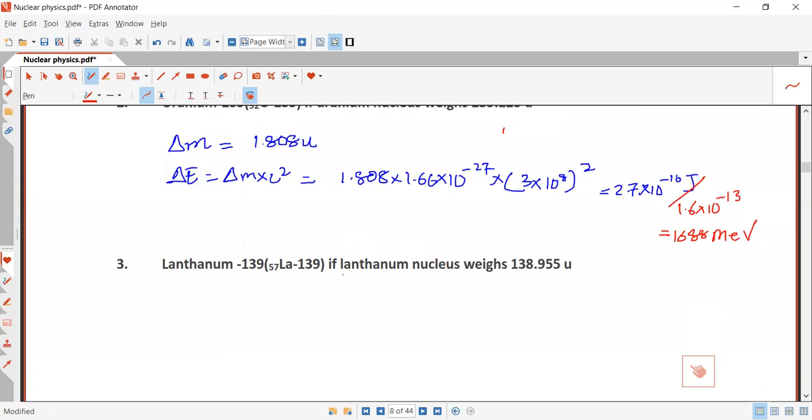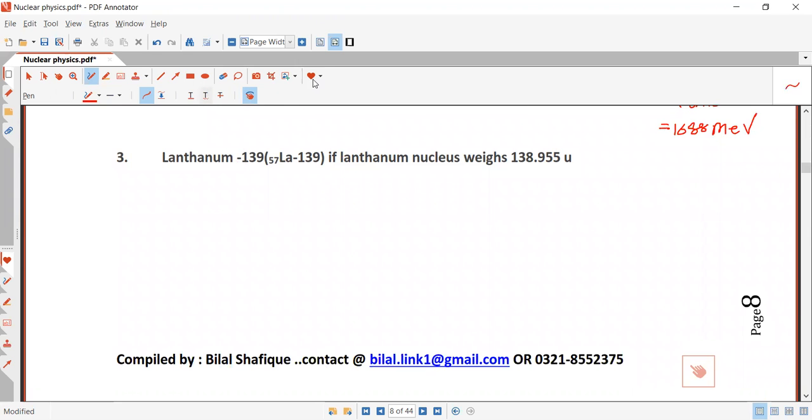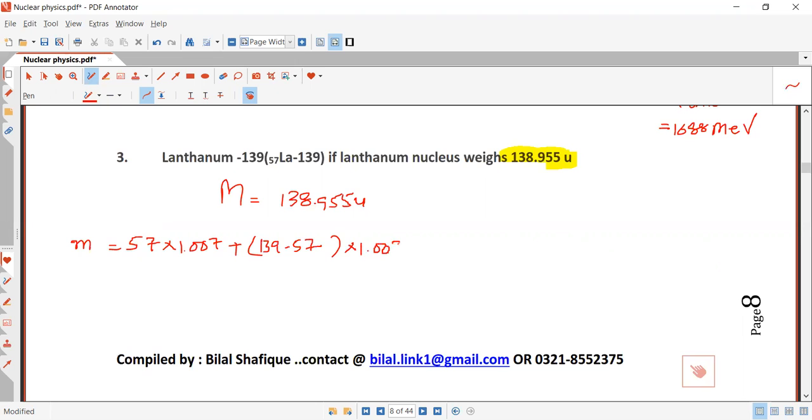The same way you can do it with the lanthanum nucleus. What is the mass of the lanthanum nucleus? It is 138.955 u, and then you can calculate the mass of the protons: 57 protons multiplied by 1.007, plus the neutrons, 139 minus 57, where the mass of one neutron is 1.009. If you do it, what do we have? Let me calculate it for you.